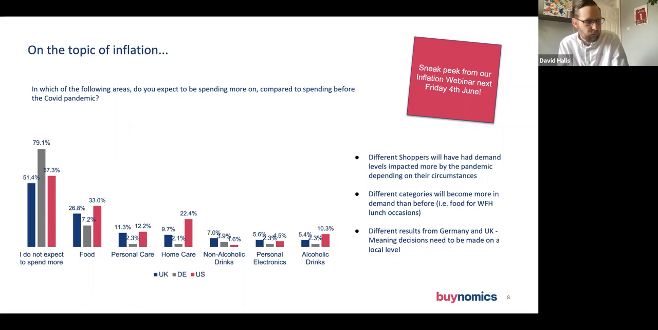They may have been unfortunate and not been able to get employment during this period, and therefore cut back. You may have people who have been able to save money from not going on holiday and therefore have some more disposable cash. Either way, you're going to have different circumstances at the shopper level, which will mean different demands and willingness to pay for each of these categories.